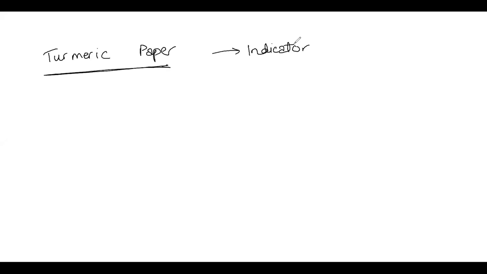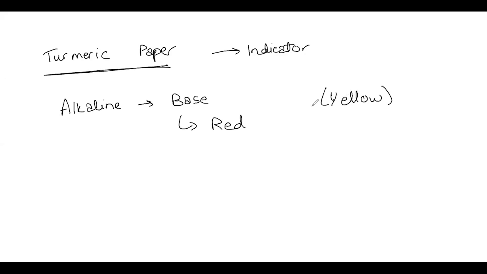The question is, what happens to the turmeric paper when put in an alkaline solution? For everybody, an alkaline solution is a solution of a base in water. Therefore, we are testing a basic solution. When it is put into a basic solution, it turns red. The turmeric that is usually yellow turns red when put in a basic solution. I hope you've got the answer. Thank you. Welcome.